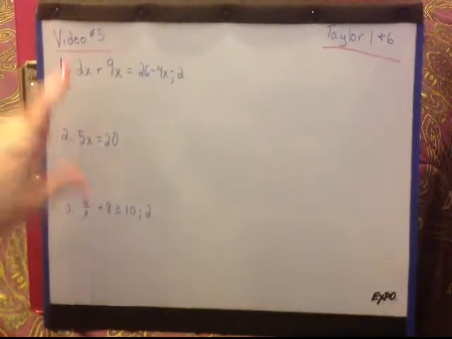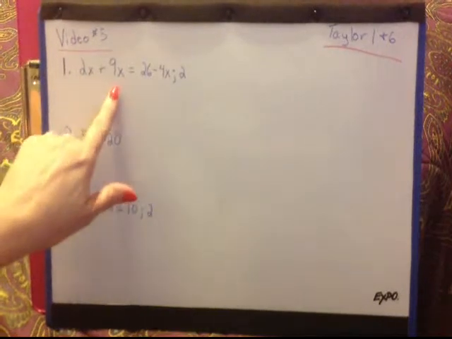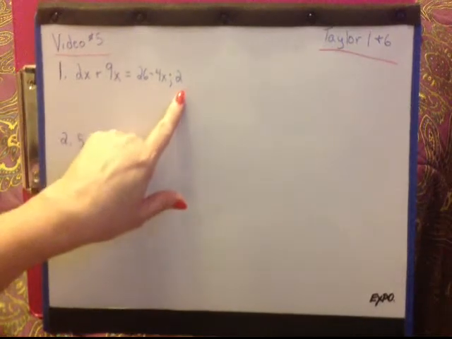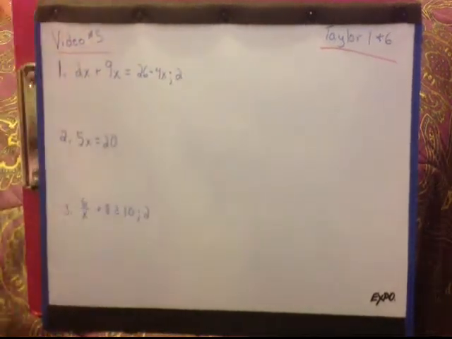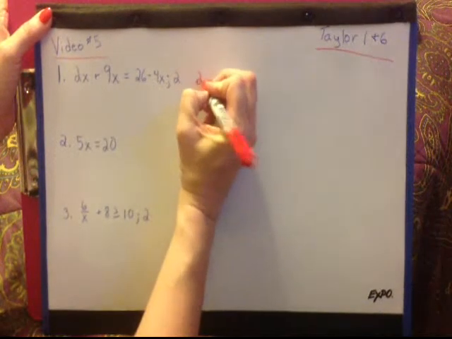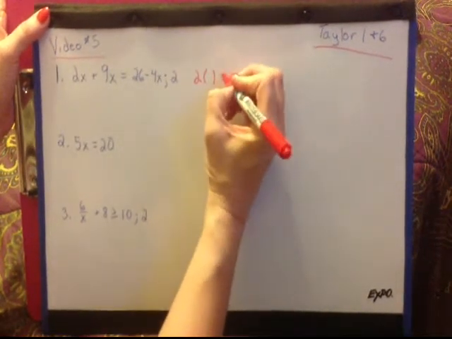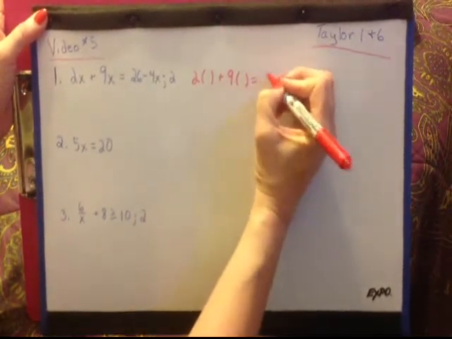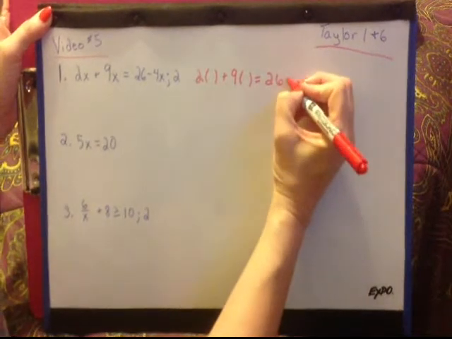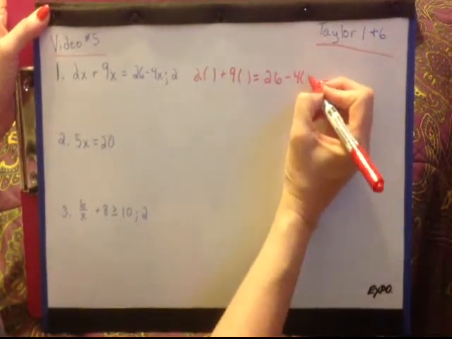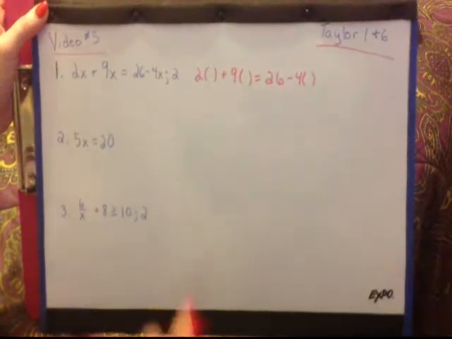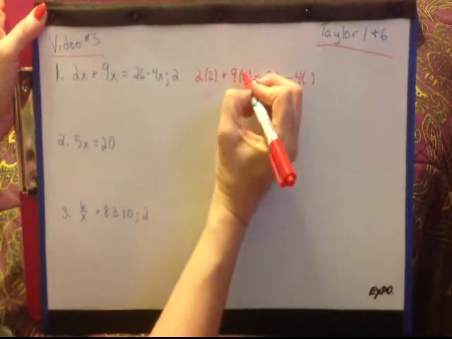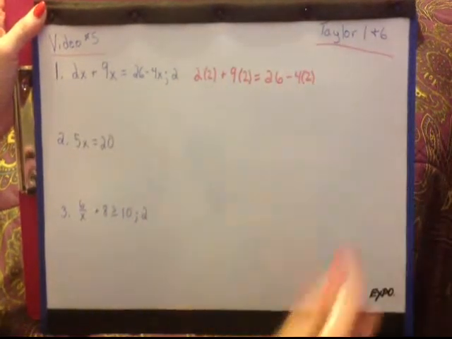So the equation that we have is 2x plus 9x equals 26 minus 4x. And we are to see if 2 is a solution for this. So to begin with, I'm going to rewrite the equation and put parentheses every time where we're going to have a variable. And then as soon as I finish doing that, we're going to put 2 in the place of the variable where we have these parentheses now. So we're going to put 2 here, here, and here.